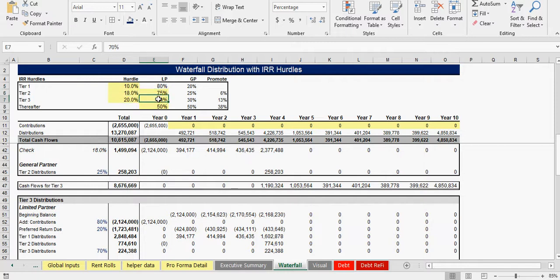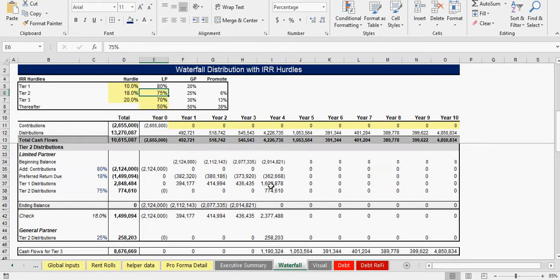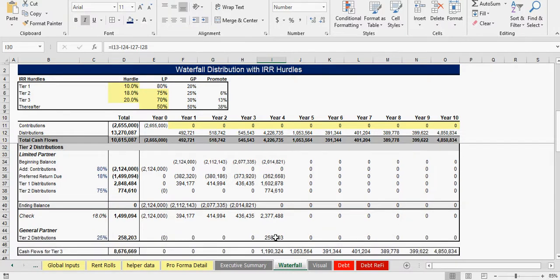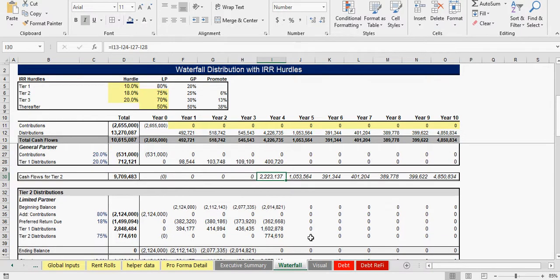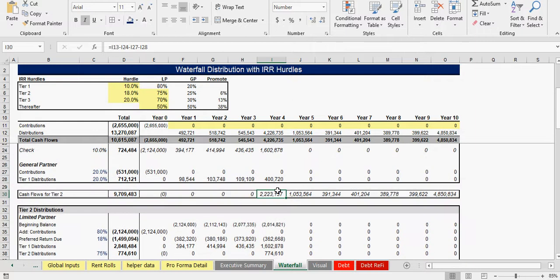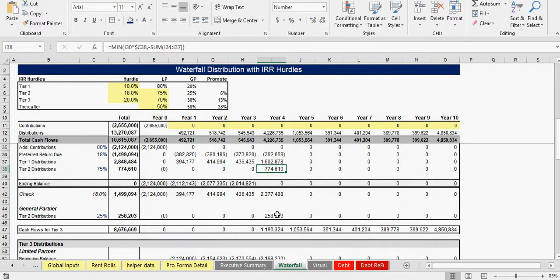So now we go into tier 3, another hurdle up, 20%, which these are all these light yellow cells you can change dynamically and it will adjust. But we're saying, well, out of this 2.2 million that was available, there's still, let's see here. We only distributed 700 of it plus 258. So only about a million of it, which here it is. Well, I'll just show you, I'll add it up.